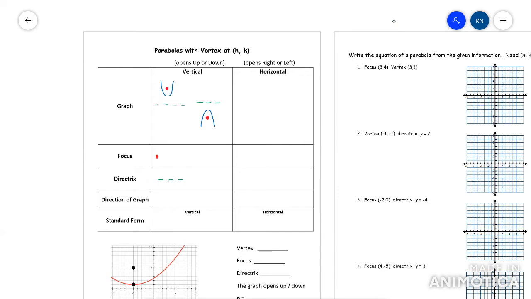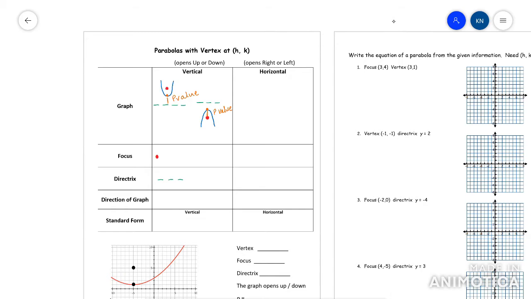And basically this distance is called your p-value. And it's also the same distance. So it's the distance from the vertex to the directrix, or it's the distance from the vertex to the focus. That distance is the same. And this p-value is probably the most important thing you need to know about a parabola. It can tell you a lot.